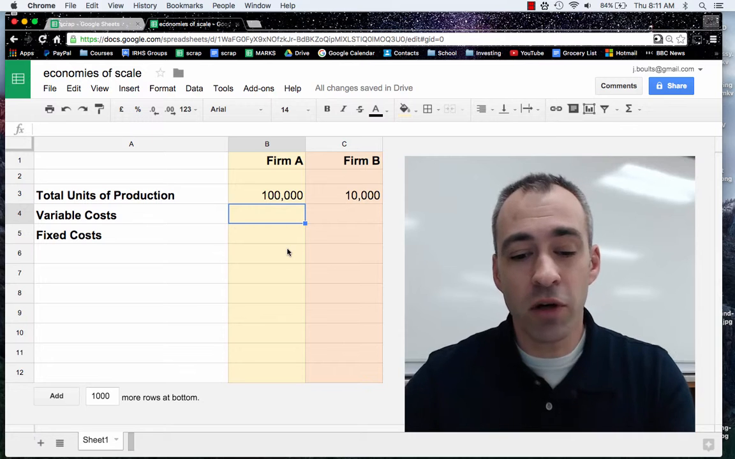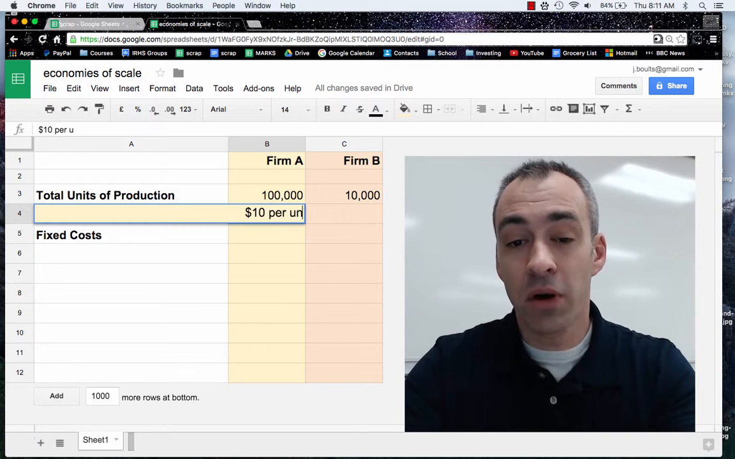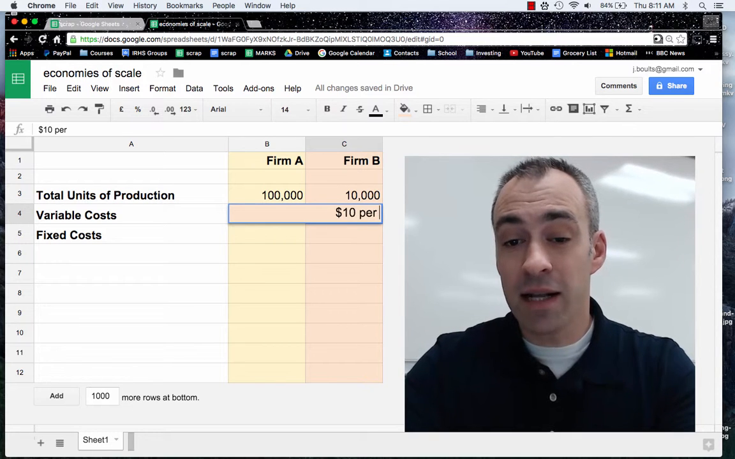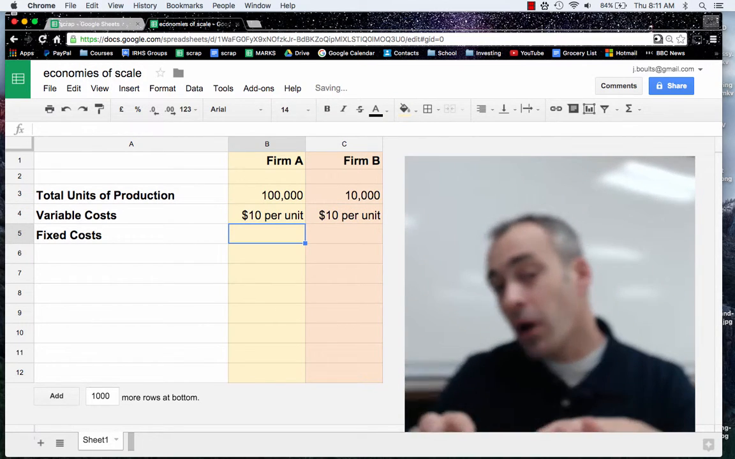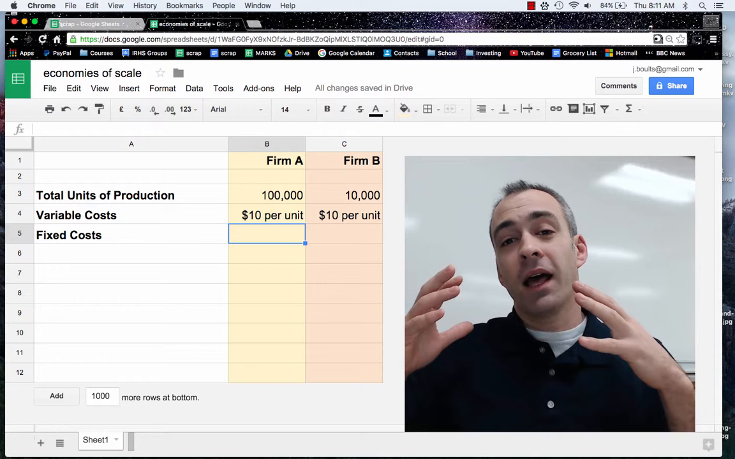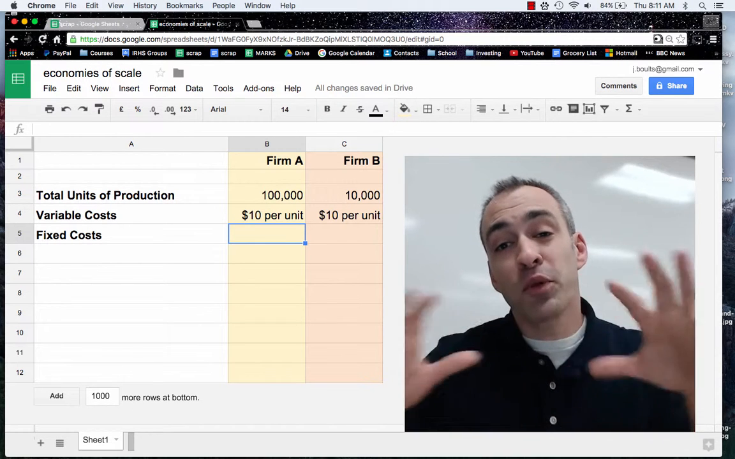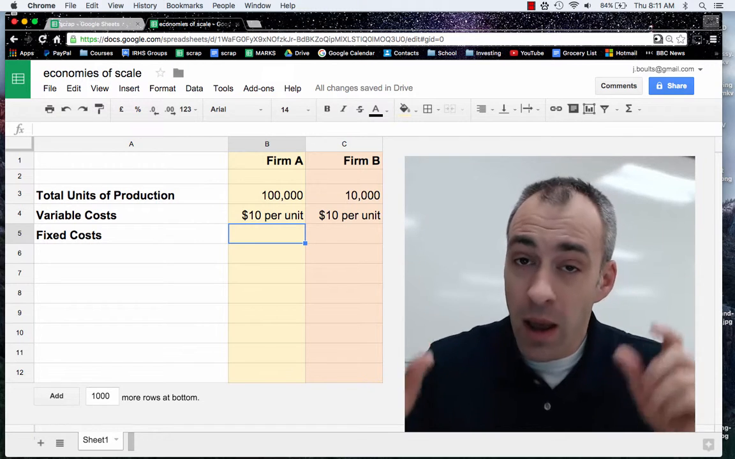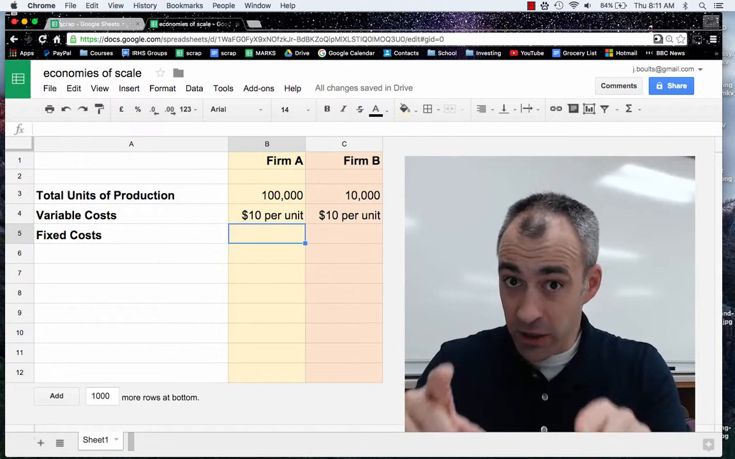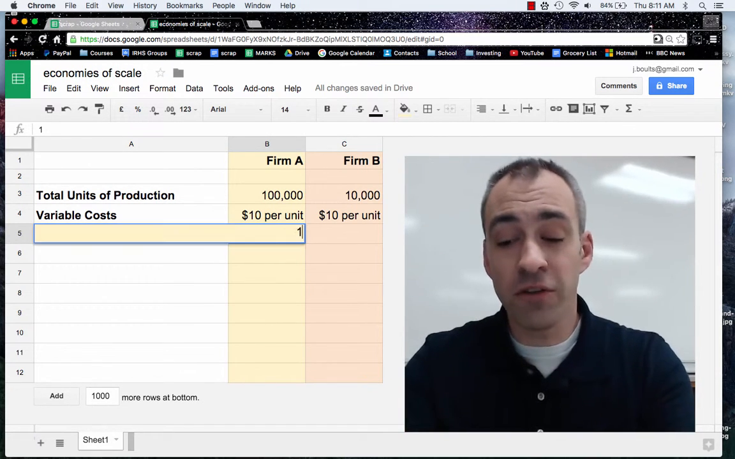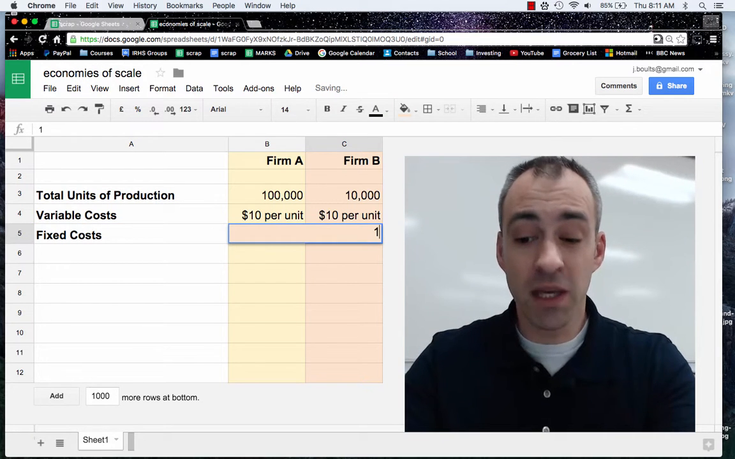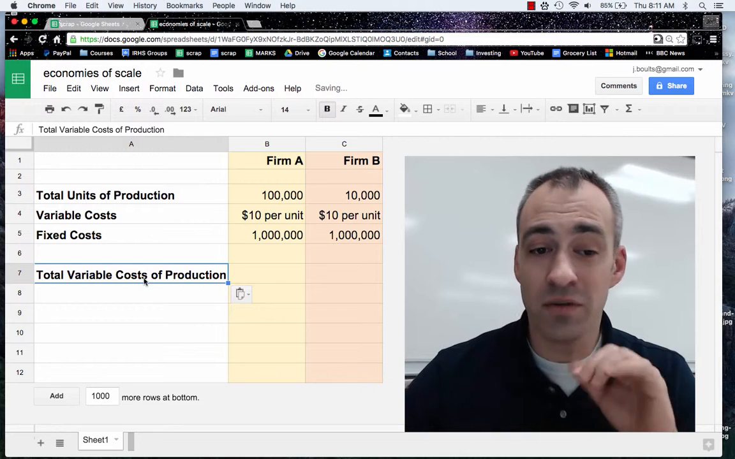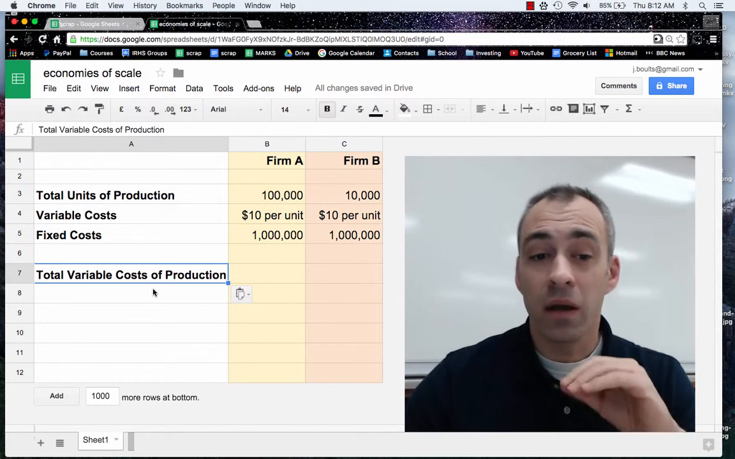So we're going to say our variable costs are $10 per unit for both companies, right? Because they face exactly the same situation. Because what we're going to show is that scale of production alone is changing the cost of production per unit, which I'll clarify at the end as well, right? So their fixed costs, we're going to say, are $1 million each. Both firms are identical. So the only thing we have to do now is calculate our costs.